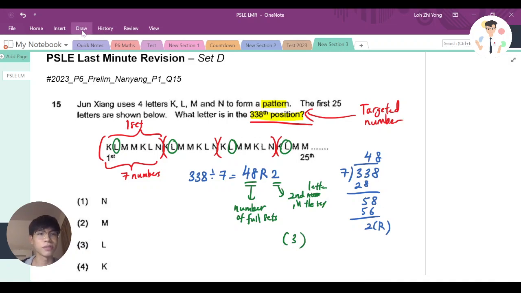Okay, so very simple. As long as you see this is 2, it means the second letter, or the second number, or the second shape, depending on the question. If it's 3, the third one. If it's 1, the first one, and so on. Okay, that's all for this question. Let's move on to our next question.